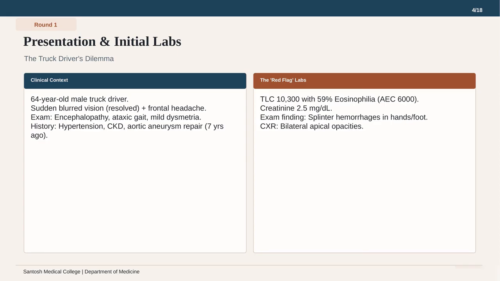His total leukocyte count is 10,300 with 59% eosinophilia, giving an absolute eosinophil count of 6,000. His creatinine is elevated at 2.5 milligrams per deciliter. Physical examination reveals splinter hemorrhages in his hands and feet, and his chest X-ray shows bilateral apical opacities. Let us pause for a moment to consider what these clues might mean.